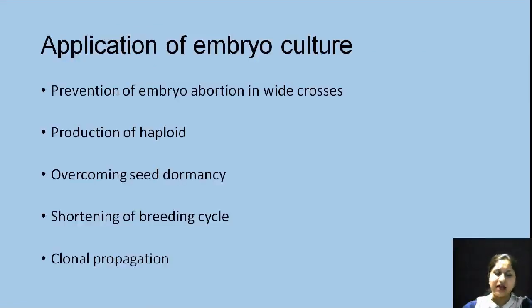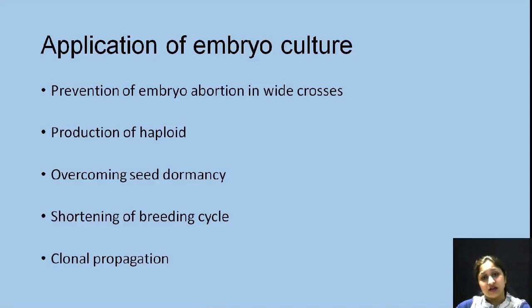So what are the applications? Why are we doing this whole thing? What are the applications of embryo culture? Prevention of embryo abortion in wide crosses. Wide crosses are interspecific and intergeneric, as I said before. Next, production of haploids. Then the third one is overcoming seed dormancy.